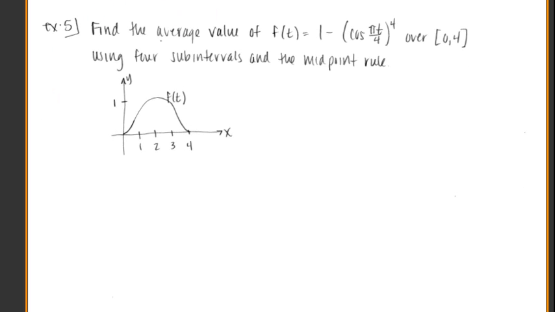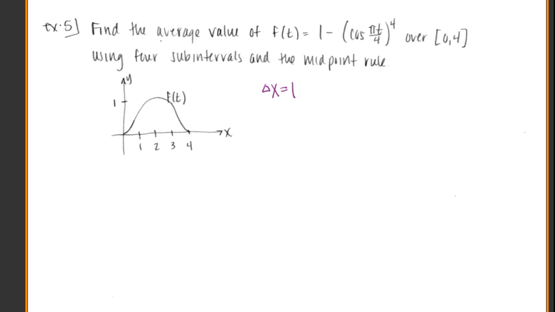Example 5. We want to find the average value of this function over the interval from 0 to 4 using 4 subintervals in the midpoint rule. Okay, we can definitely do this one. So obviously from 0 to 4, if we're going to do 4 subintervals, then the change in x is going to equal 1, because 4 divided by 4 equal parts will be 1.